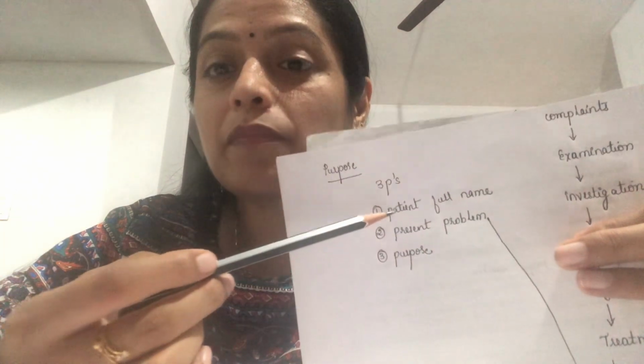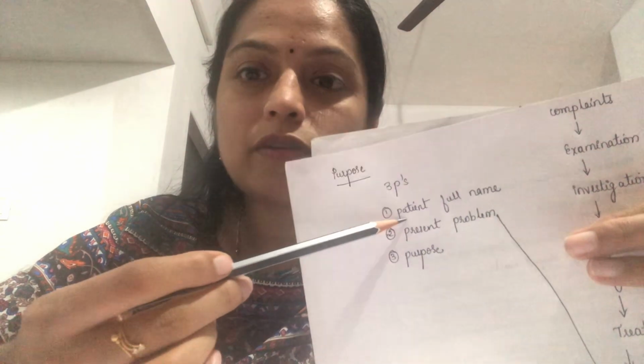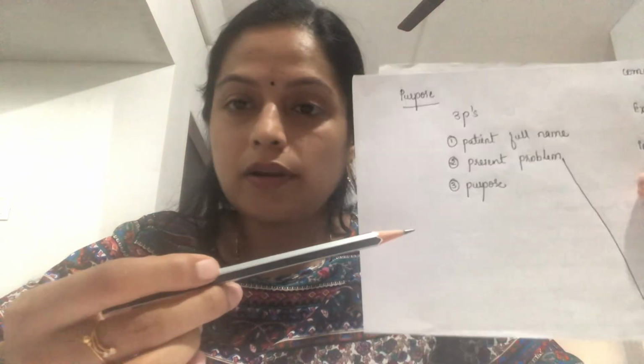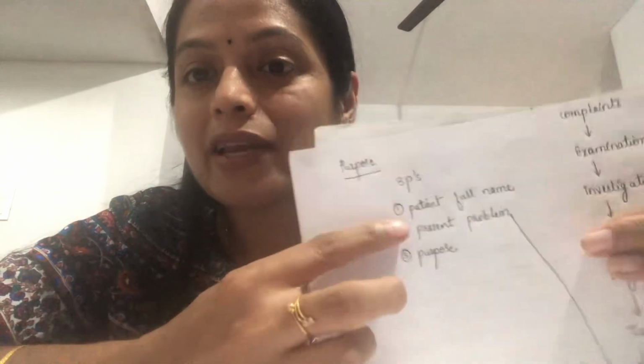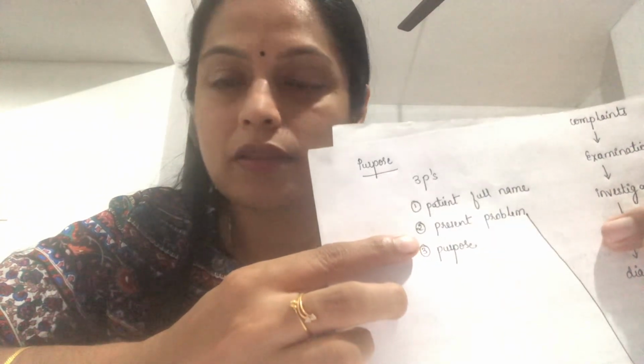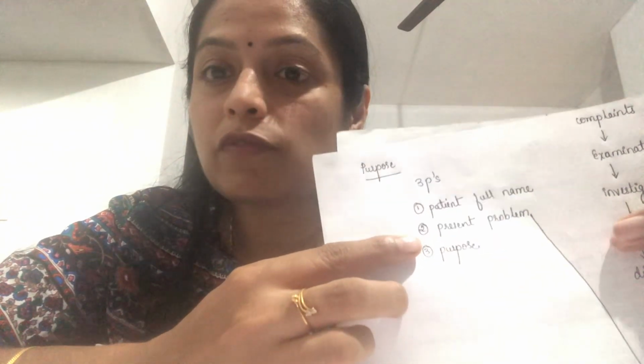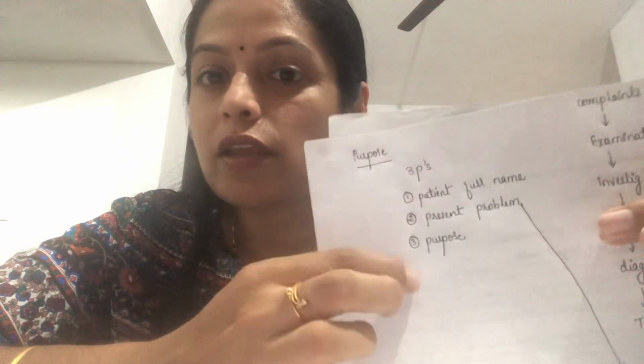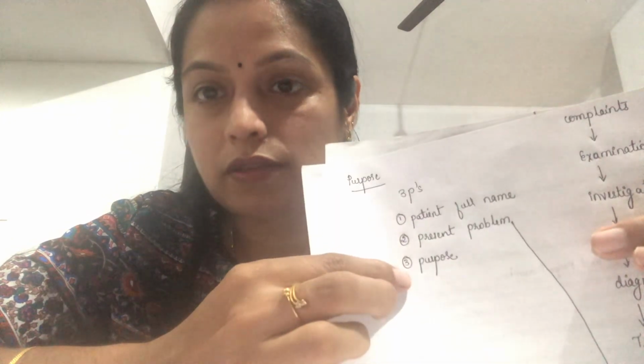Okay, so purpose means we need to write the patient's full name, so that when reading the purpose, the reader will come to know what the patient's full name is, why this patient was referred to me, and what I need to do. These are the 3 P's we need to write in the purpose. Only 3 things. For purpose we have 3 marks, for these 3 things.